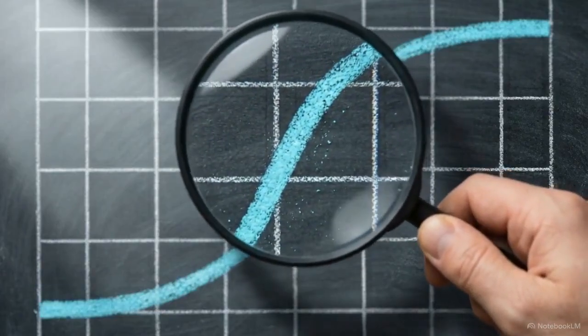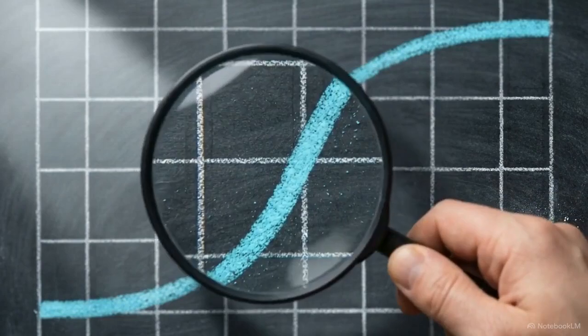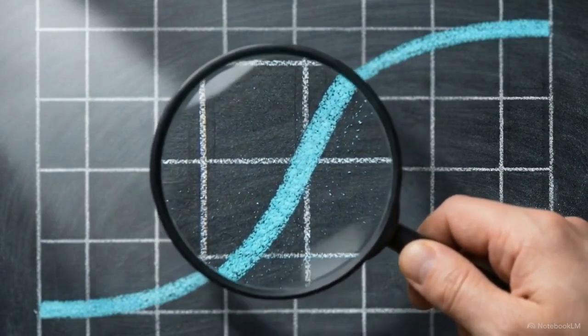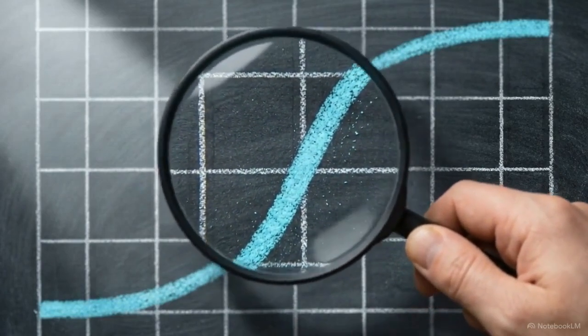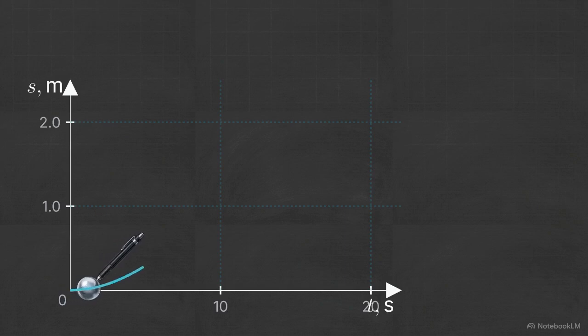Instead, to solve this problem, we have to extract every piece of kinematic data we need directly from a single position-time graph. This chart shows the distance traversed by a point over 20 seconds. We have distance, s, on the y-axis, running from 0 to 2 meters, and time, t, on the x-axis. The particle's journey is mapped by this S-curve.